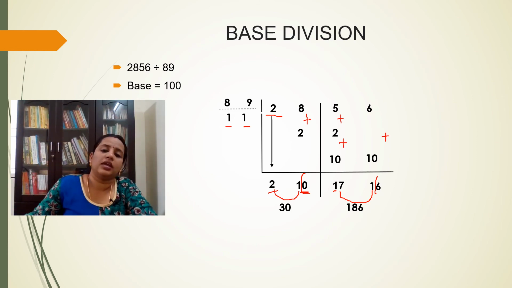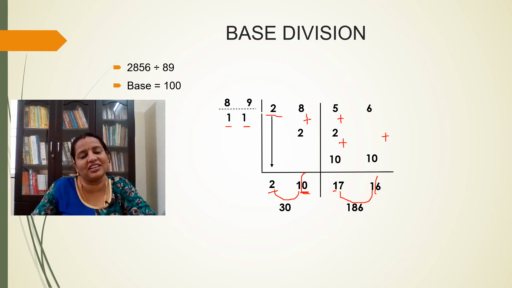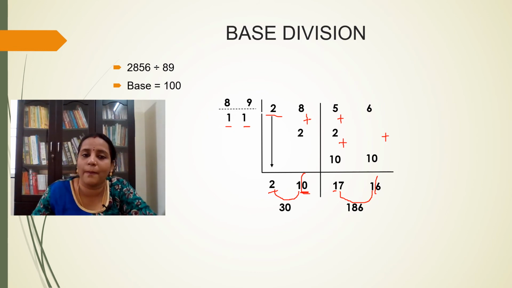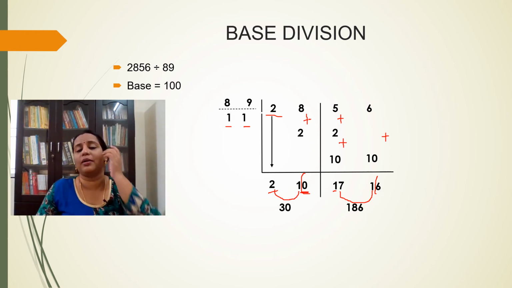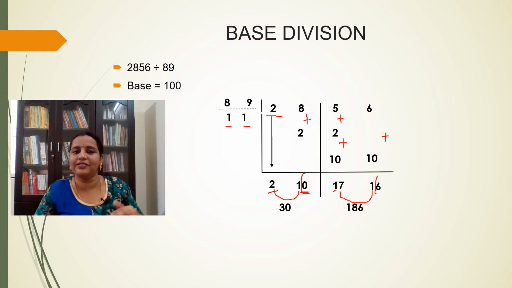Okay. Now what do I have to do? I have to check the remainder value. Is it lesser than my divisor or not? See, I am having 186. Is 186 lesser than 89? No, it's much bigger than 89. So what I am going to do is go for the subtraction. I'll go for repeated subtraction until I get a value lower than the divisor.